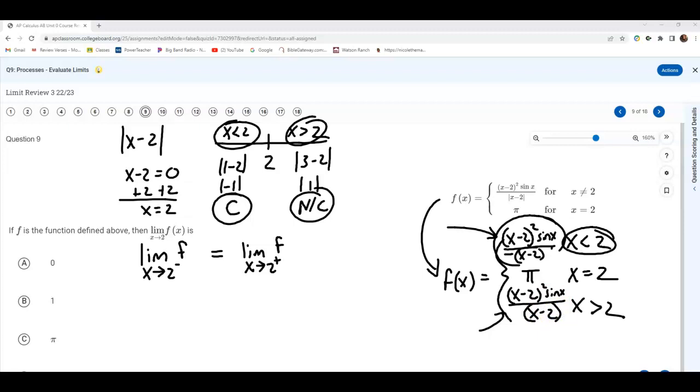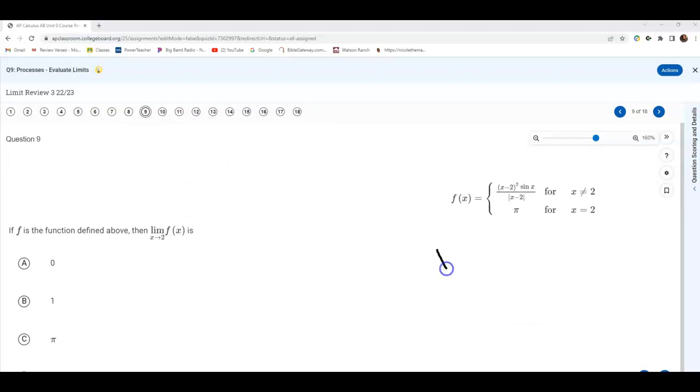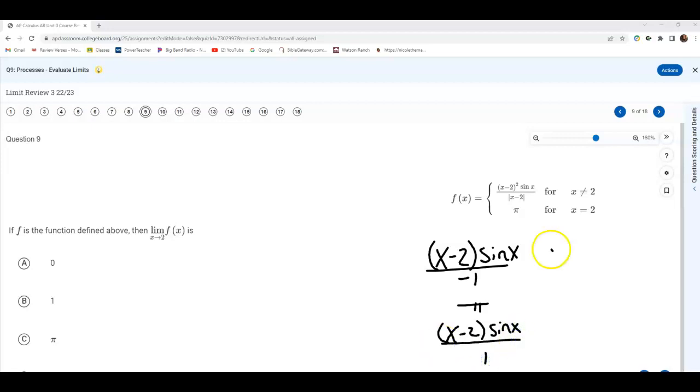The next thing I'm going to do now is notice that this x minus 2 can cross off x minus 2 there. Okay? Now this is getting to be pretty messy at this point. So I'm going to write what we have so far. Right now I've got x minus 2 times sine x over negative 1. Then I have pi. And then I have x minus 2 times sine x, and you can just put a positive 1 there if you want to. This is less than 2. This is equal to 2. This is greater than 2.